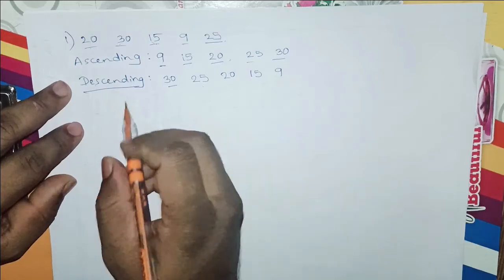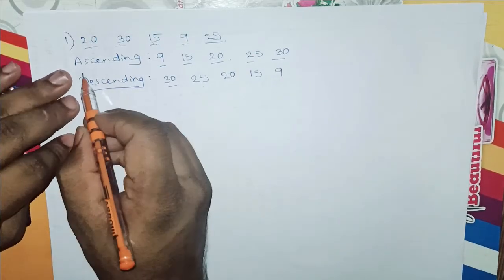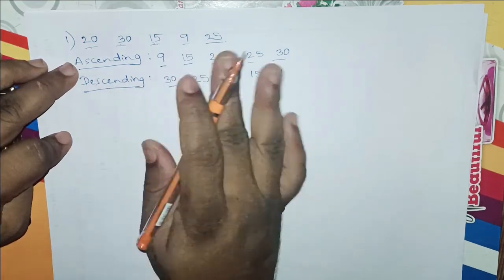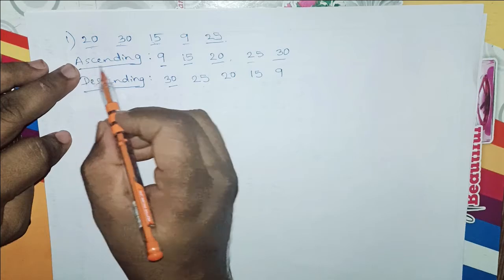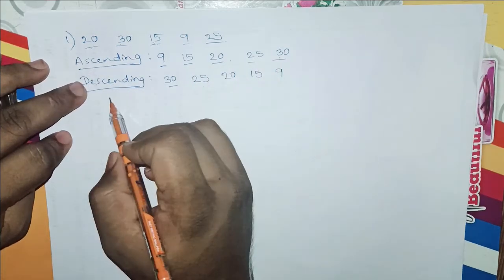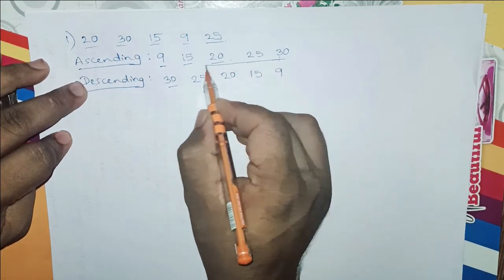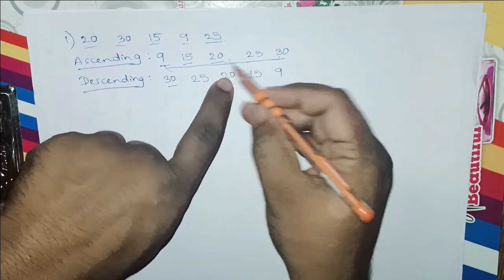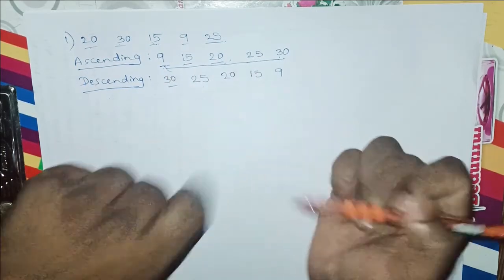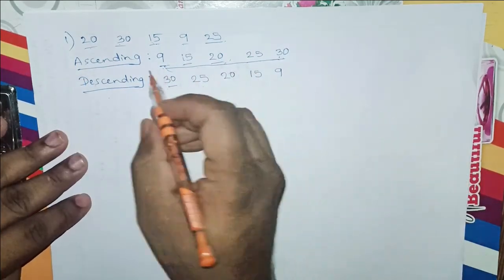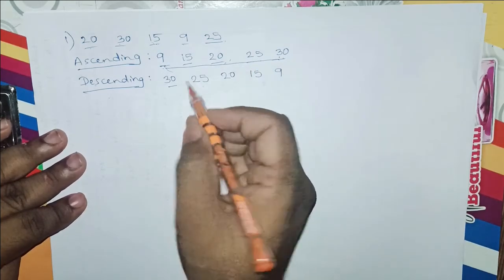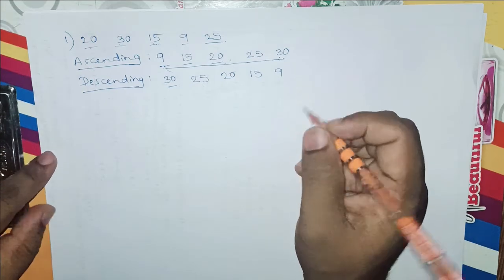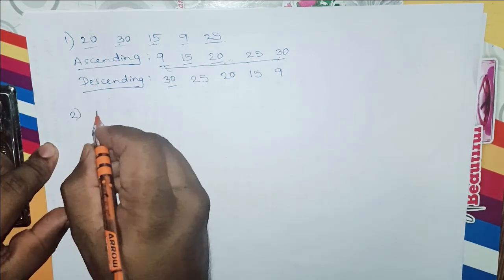Okay, so here the thing is that whenever you write one form of arrangement, the next form is simple. For example, you have written only the ascending one. To write the descending, you can write the reverse order of this. You can see first 30, then 25, then 20, then 15, then 9, right? So whenever you write one form, if you reverse that, you get the next form. Understood? Okay, let me consider one more example.